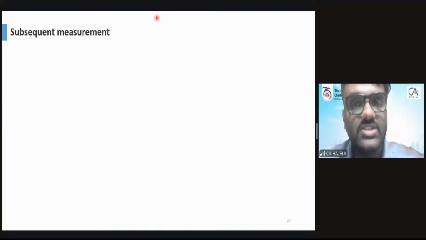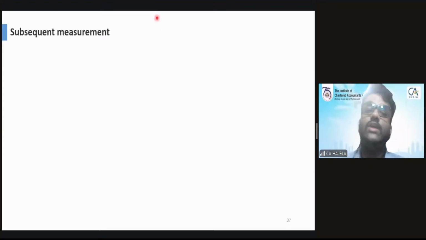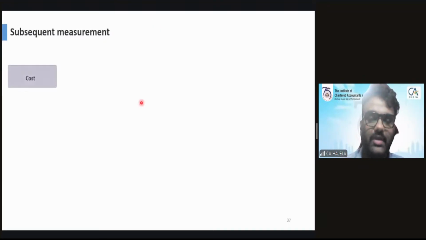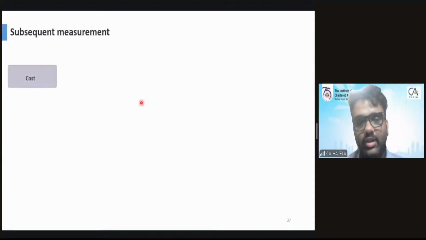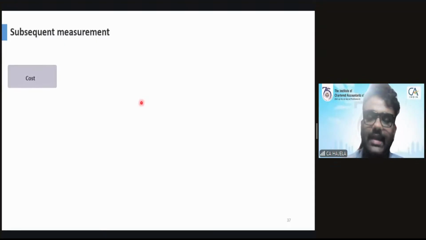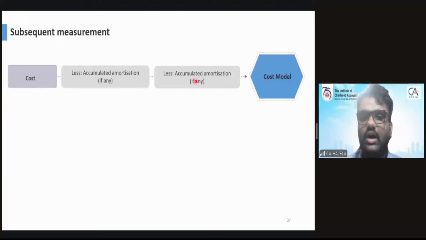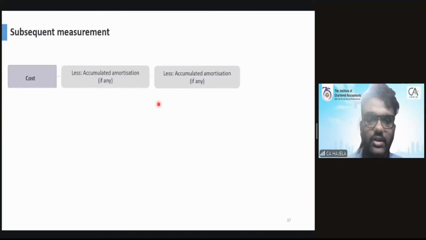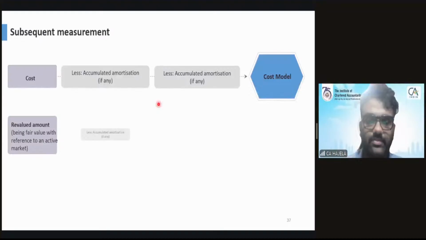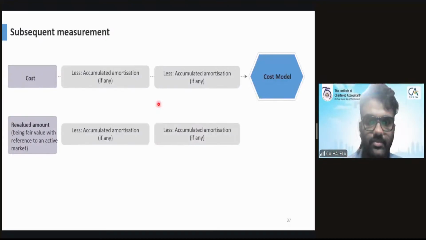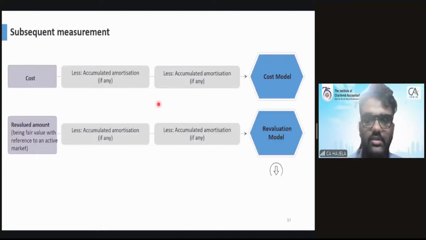Now, how is its journey going to be in our balance sheet? Subsequent measurement कैसे होगा? So for subsequent measurement, there is a cost rule. जो भी आपकी cost है, if there is any amortization, you subtract it, and ideally it should be amortization and then impairment, not amortization twice, right? So this is the cost model. What is the fair value model? Then this is the revaluation model.